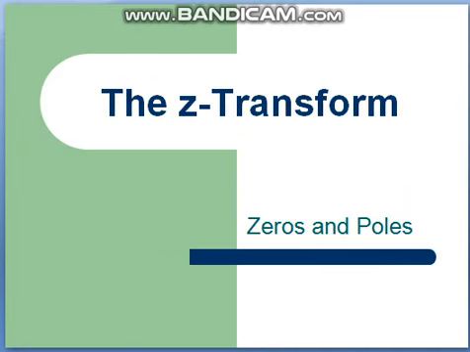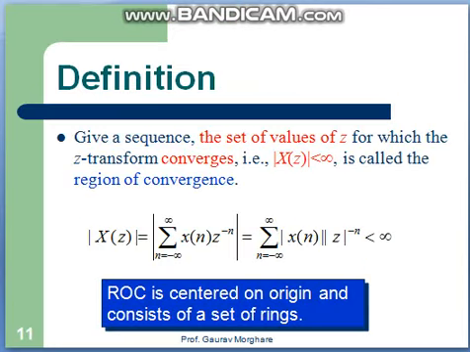Concepts of zeros and poles. So the concepts of zeros and poles are simple. We'll start with the Z transform concept. As I told you, the region of convergence is the set of those values of z for which X(z) is finite.